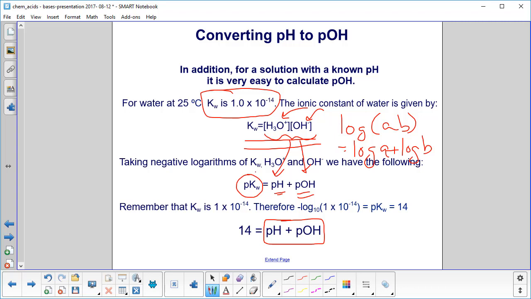Now my only thing I have to do now is find the pKw of this. So that's minus the log base 10 of 1 times 10 to the minus 14. And that's just 14. You can check with your calculator. So our final answer is 14 will equal your pH value plus your pOH value.